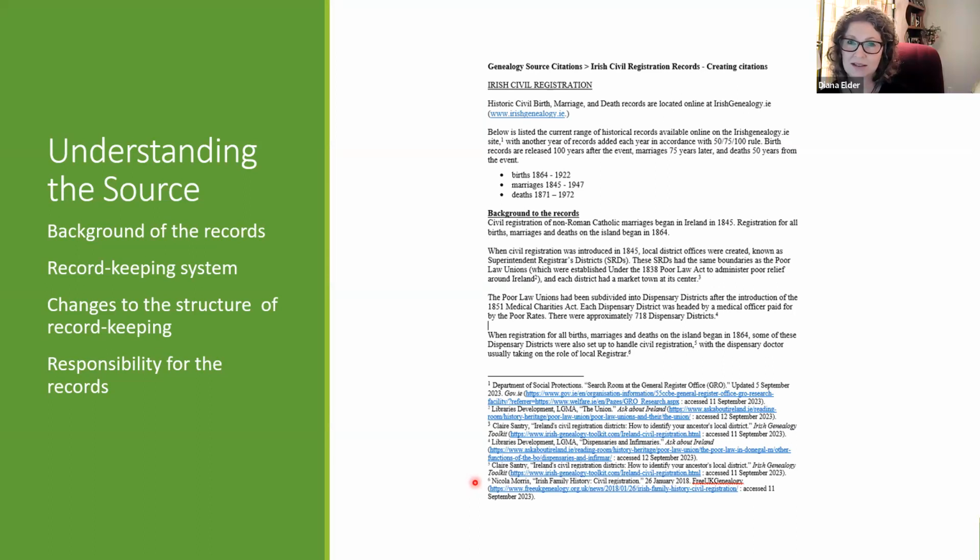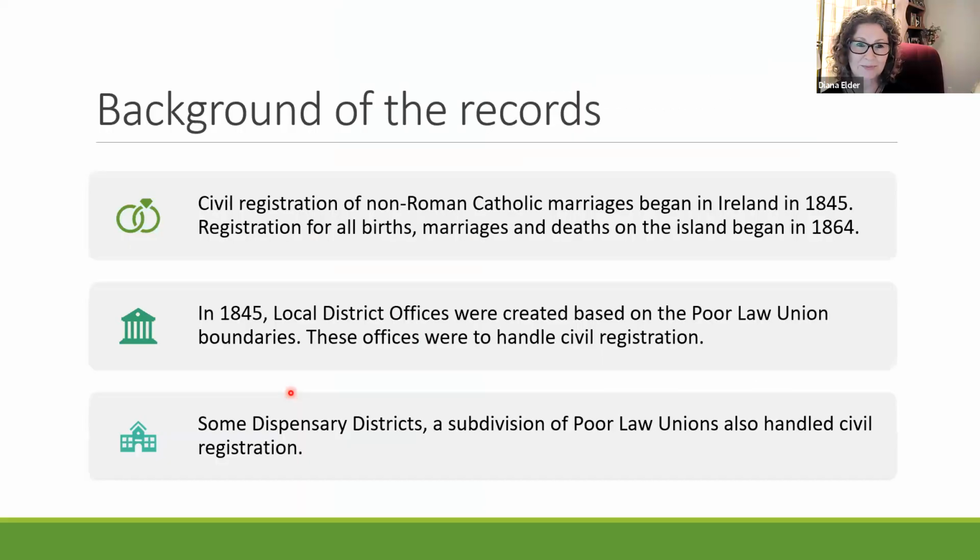So here are just some thoughts for you as you're working on understanding the source. You could look at the background of the records. You could explore the record keeping system, which may be complicated in a lot of our areas of research. And then you could see if there were changes through the years to the structure of record keeping. I can guarantee that how they were keeping the records in 1850 perhaps changed by 1900. And so we'll want to understand this whole history. And then the responsibility for the records. Who actually is responsible for them now and historically? So you can see that to really understand the source, you may need to do some additional research.